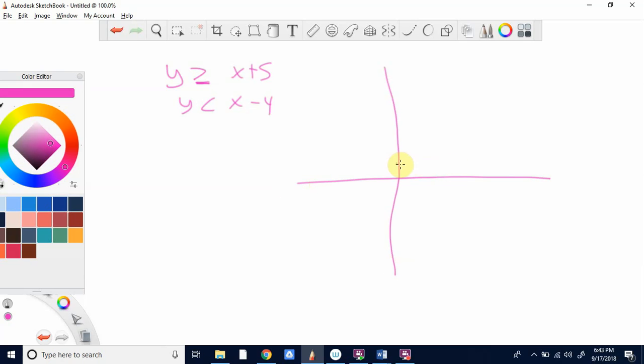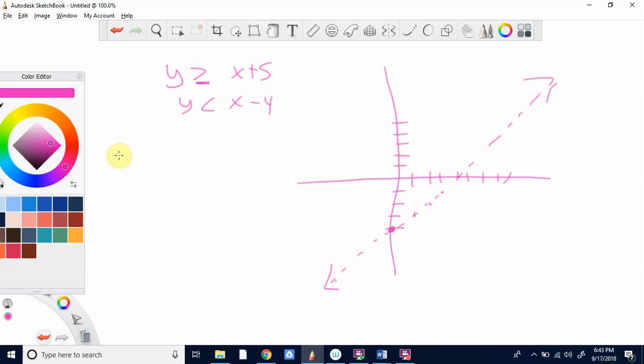So we're going to go to 5, and then negative 4. The first one is here. We're going to go up 1 and over 1, up 1 and over 1. So this one is going to be dotted.